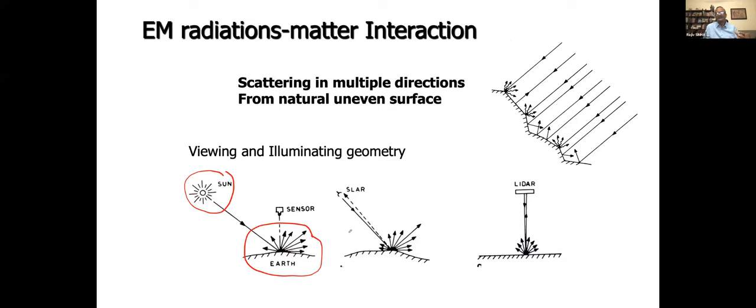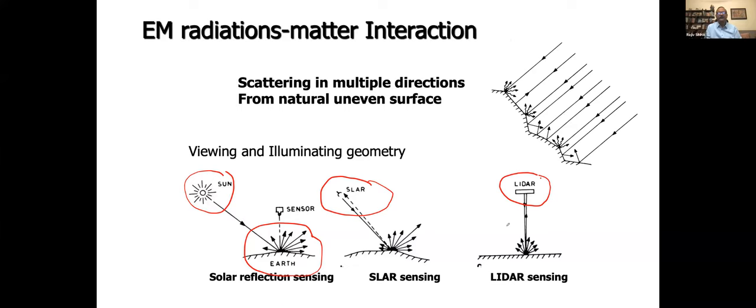Sometimes we also use, for very specific purposes, an inclined geometry, which is called a slant radar system. Whenever we want to enhance the elevation, topography or roughness of the Earth's surface, we use inclined geometry. Or sometimes we also use LIDAR, which is again a vertical geometry. All of these things are important to understand when you are dealing with the data. What kind of sensors are being used? What is the illumination geometry? And what is the viewing geometry as well? This is how the different kinds of sensors are used.